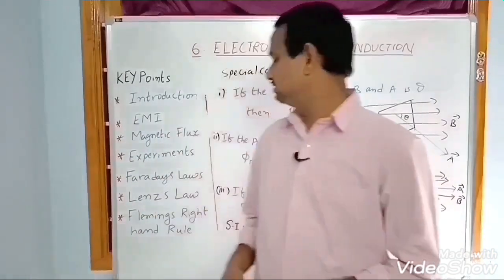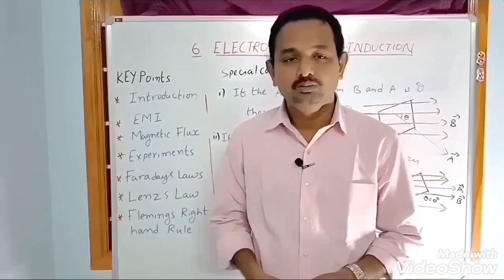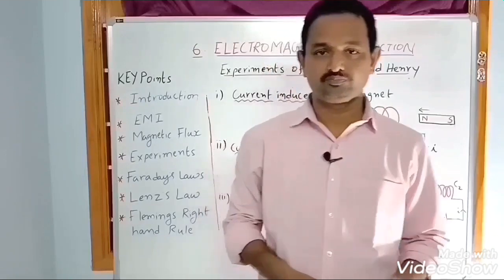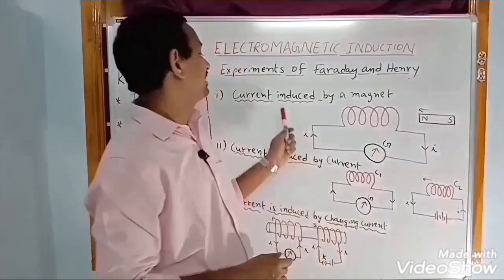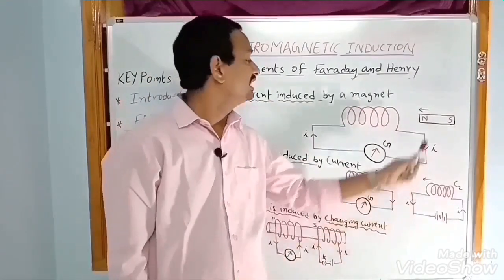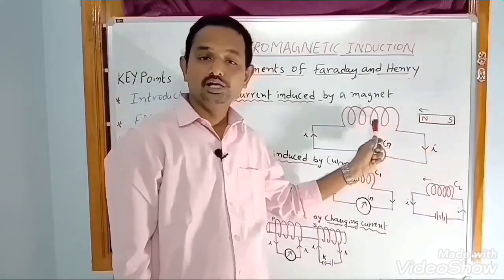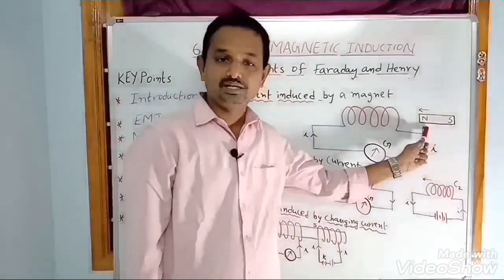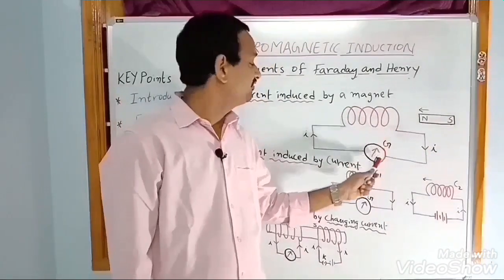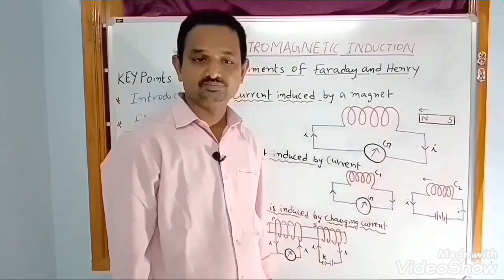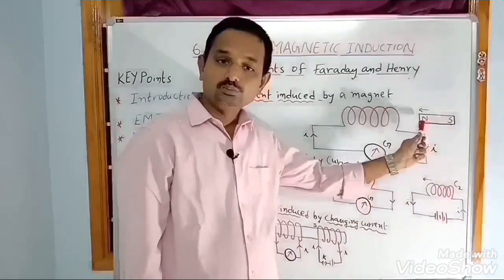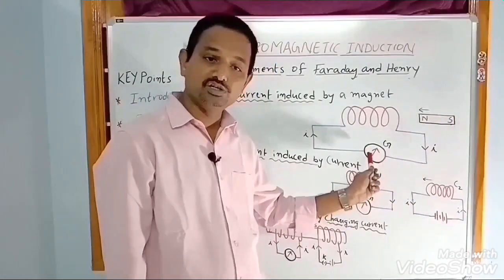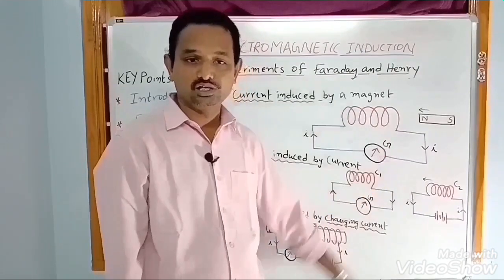Next we will discuss experiments by Faraday and Henry. First one, current induced by a magnet. The relative motion between magnet and coil induces current in that coil. Suppose we move the north pole of the magnet towards the coil, there is a deflection in the galvanometer towards the right side. If we move the north pole of the magnet away from the coil, there is a deflection in the opposite direction to the previous one, which indicates induced current in the coil.